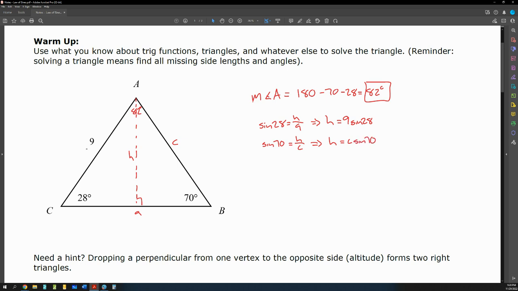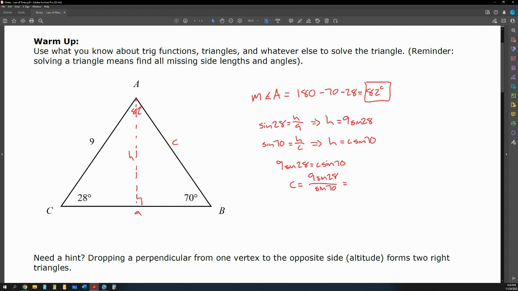Using these two equations, we can set them equal to each other. So 9 sine of 28 must be equal to c sine of 70, because they're both equal to the height. Solving for c, dividing both sides by the sine of 70, we get c is equal to 9 sine of 28 over the sine of 70.